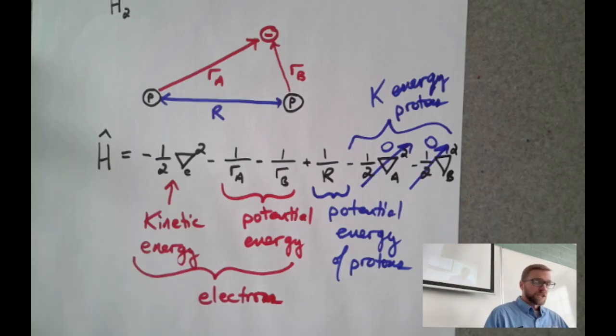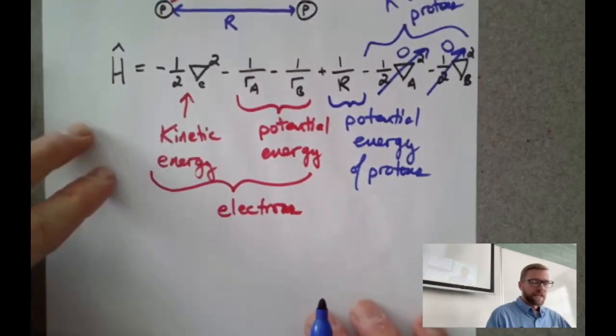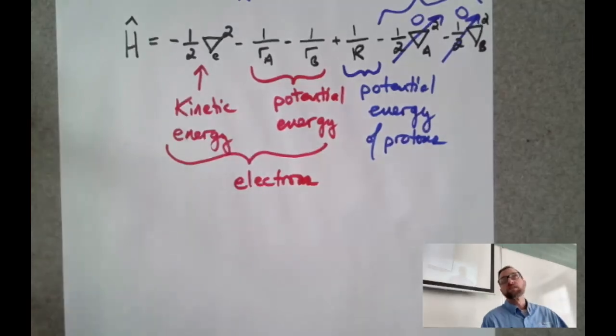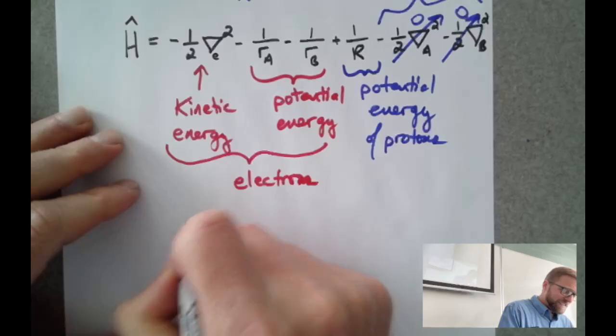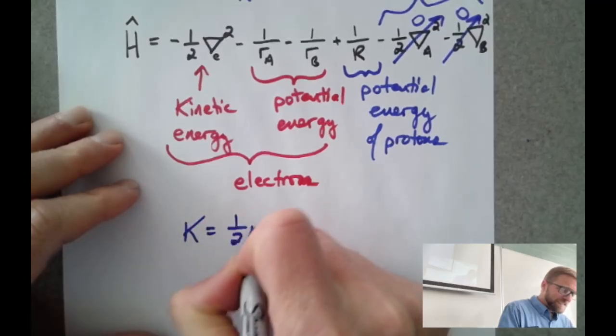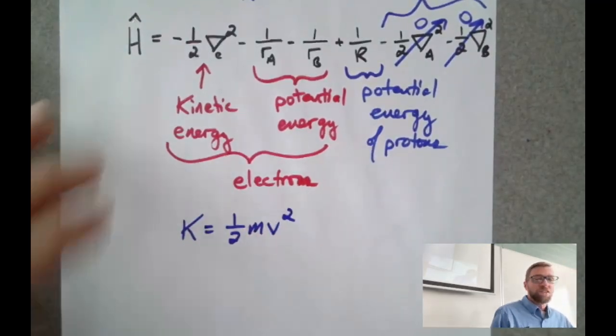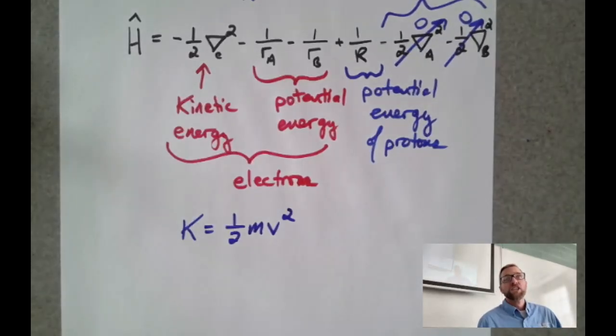Let's remind ourselves what kinetic energy is. Amanda, what's the equation for kinetic energy? 1/2 mv squared. That's right. So what happens to the speed when I have a big mass, assuming you have kinetic energy constant? Yeah, kinetic energy is constant. It goes down.